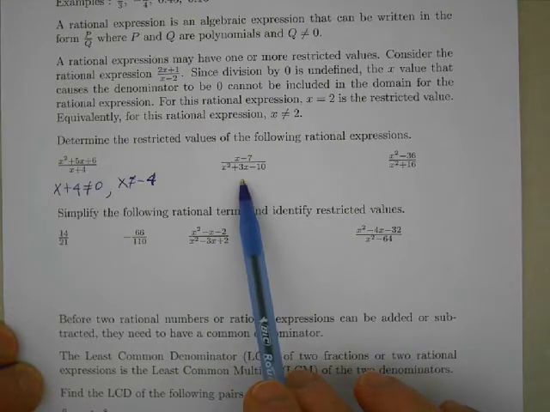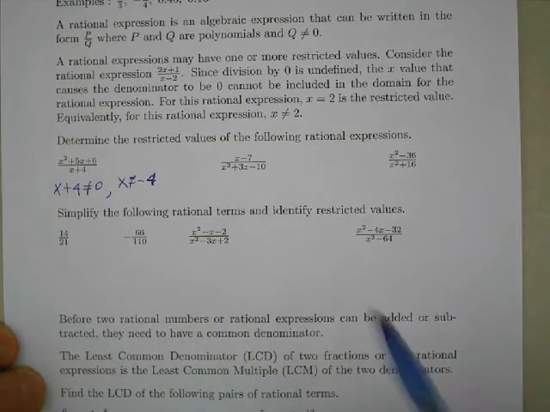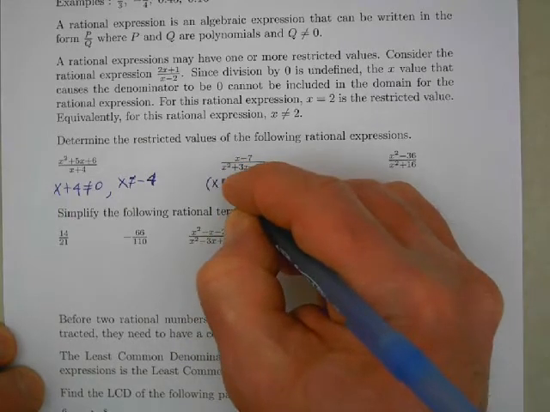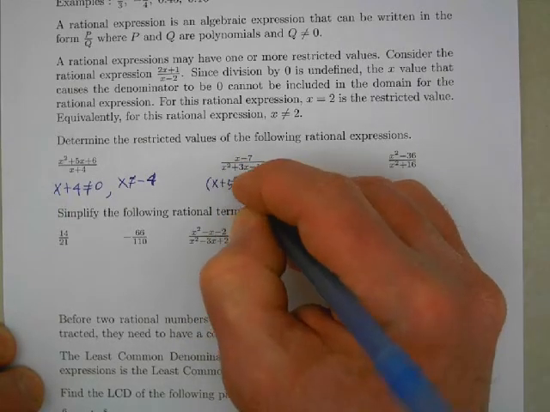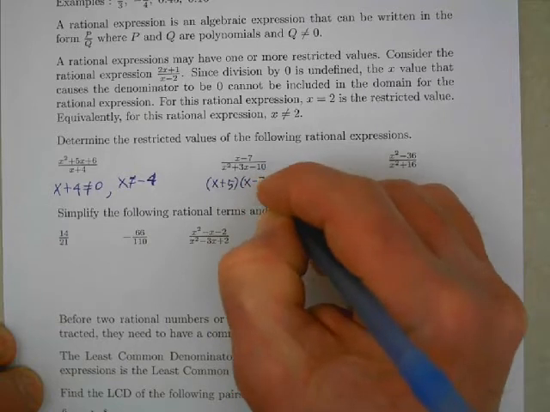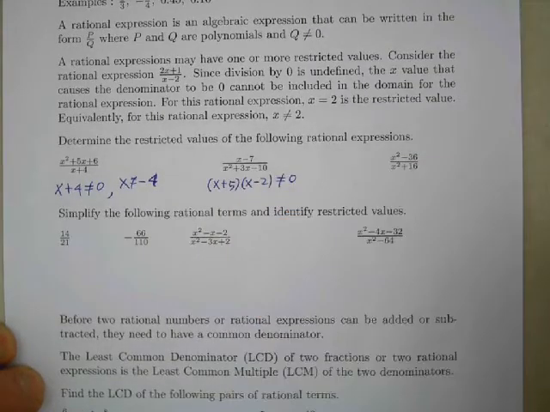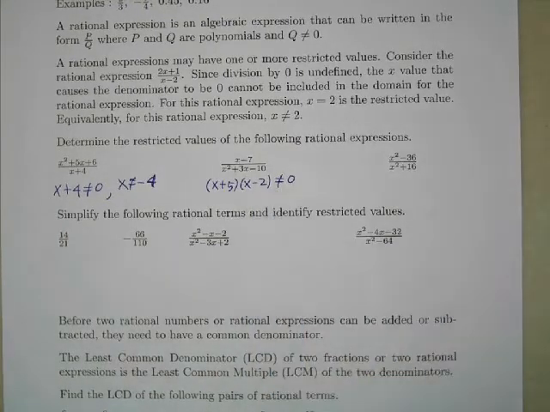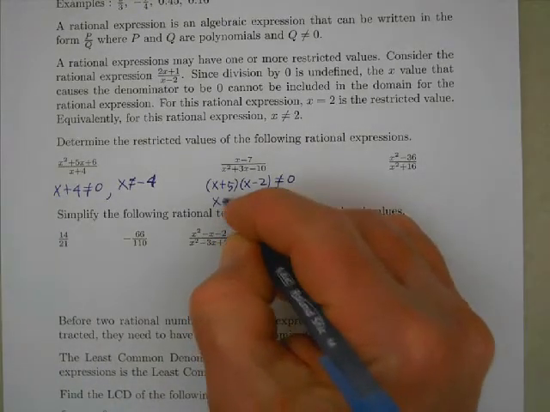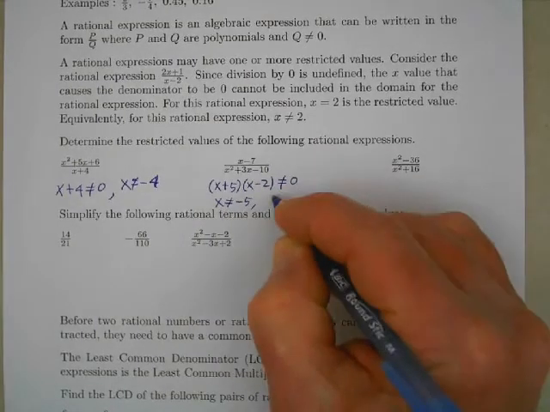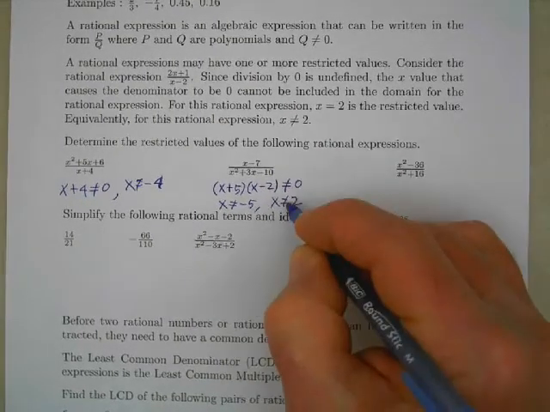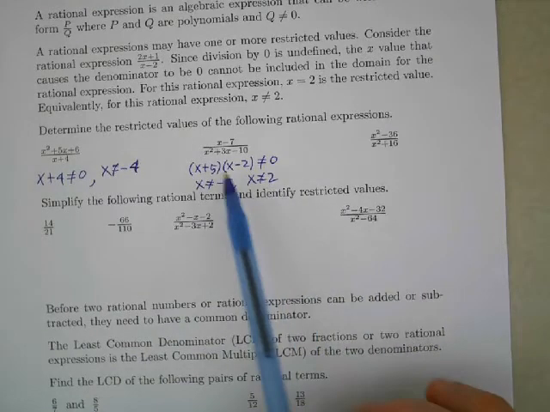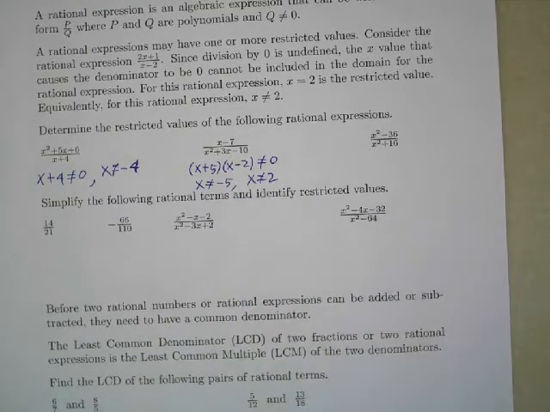This denominator, x squared plus 3x minus 10, we can factor, and then the factors can help us determine what the restricted values are. So x plus 5 times x minus 2 does not equal 0. So x does not equal negative 5, and x does not equal positive 2. In other words, negative 5 and positive 2 are the restricted values for that rational expression.